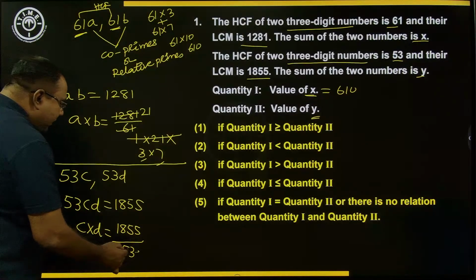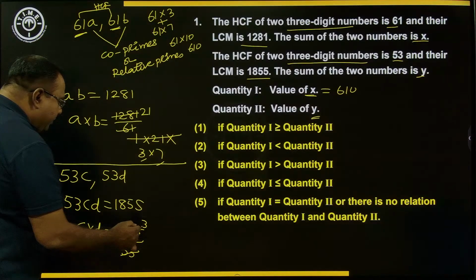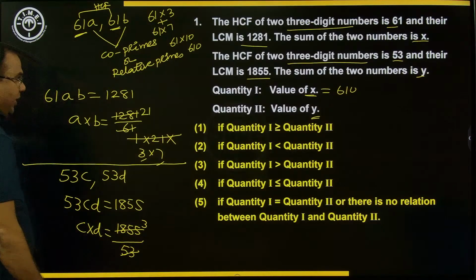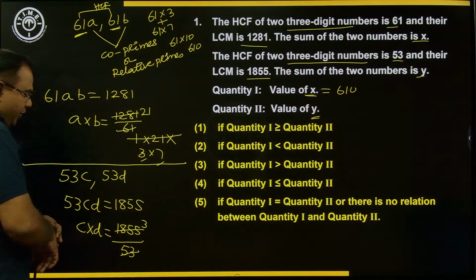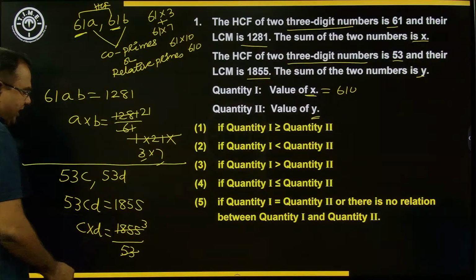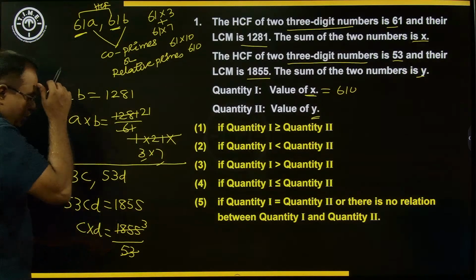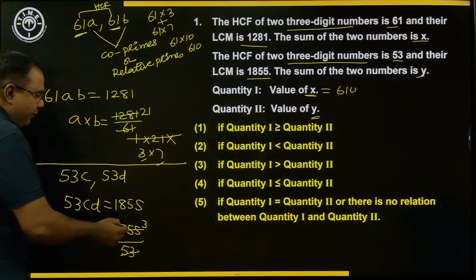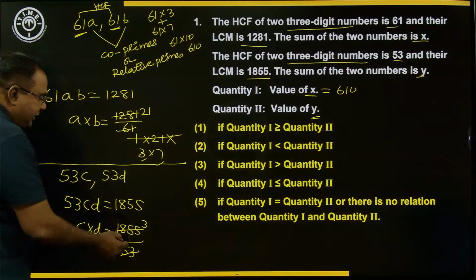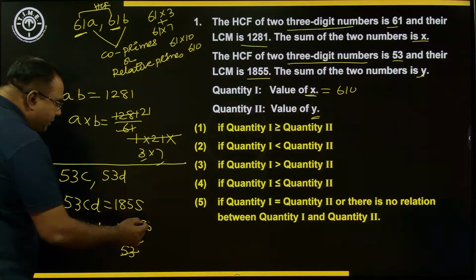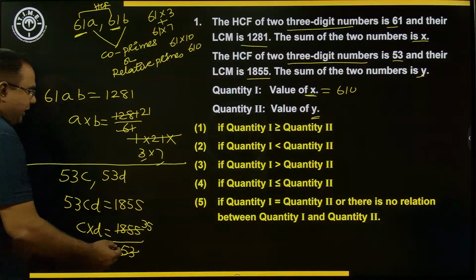Right? 53 3 times is 159. 53 4 times will be 212, so it is 3 times. So it has to be 159. 159 means again how much is left over? 265. This goes exactly 5 times. 35. So C into D is 35.